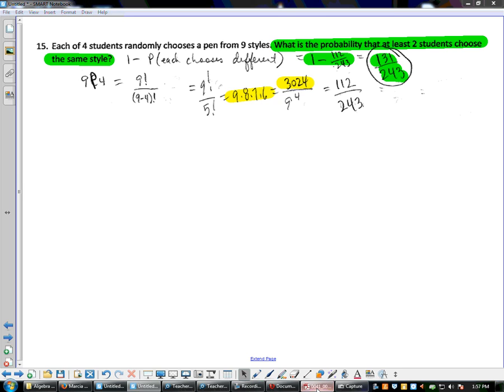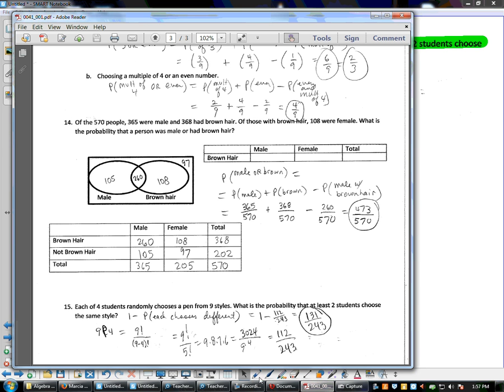All right, so let me see if I can find number 14. There it is. And the probability, let's see, of the 570 people, 365 were male and 368 had brown hair. Of those with brown hair, 108 were female. So what is the probability that a person was male or had brown hair? So let's fill in this chart with what we know.